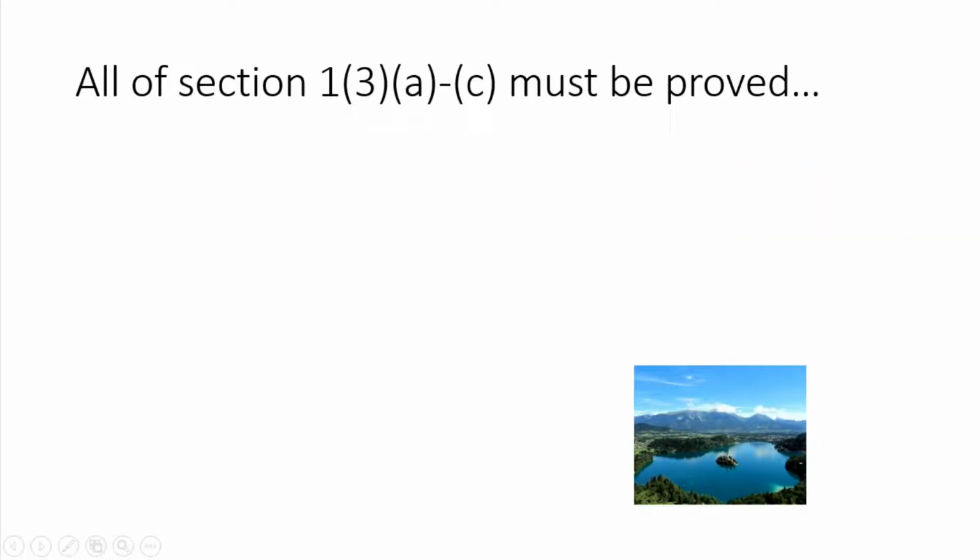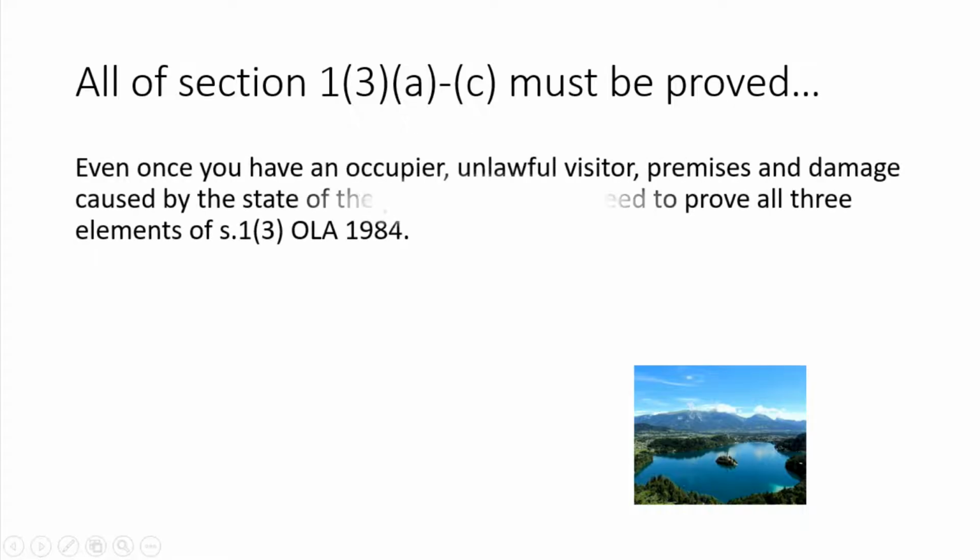But this is not enough to prove a duty. It would be for the 1957 Act, because once you have got those first four elements, you have a duty. But it's not the same for the 1984 Act. Because it applies to trespassers, it's much stricter. So you also have to show all of the things in section 1.3 A to C. And this is a common mistake in the exam, is not to deal with all of them.